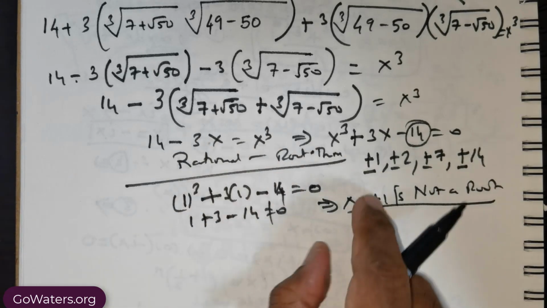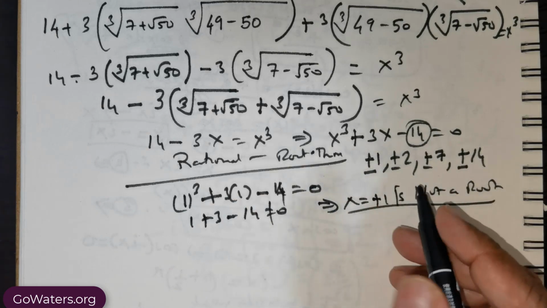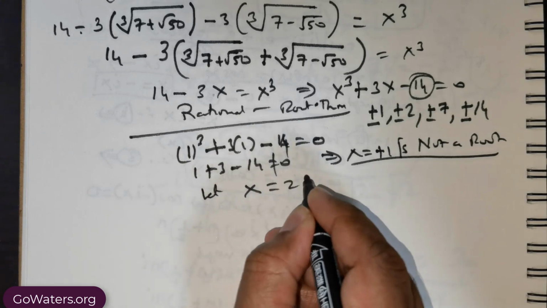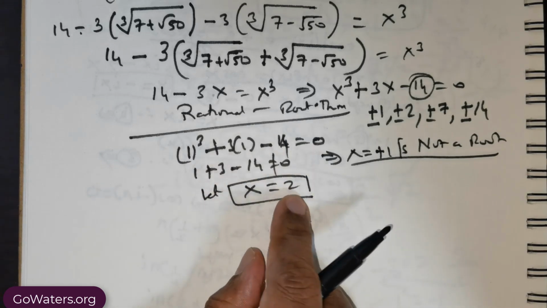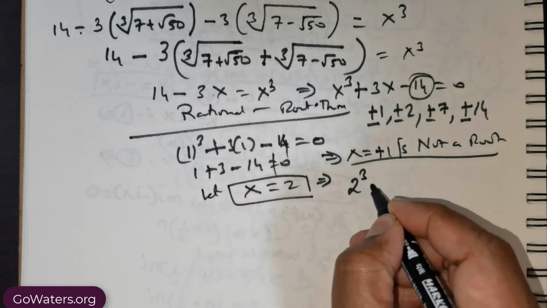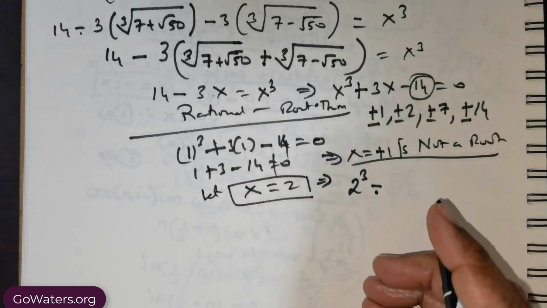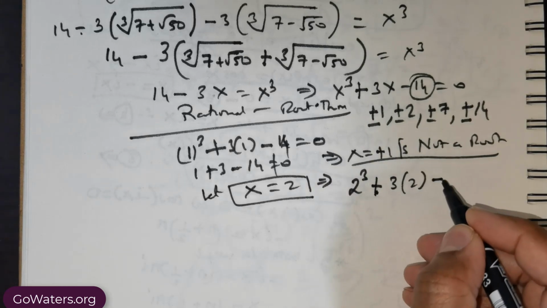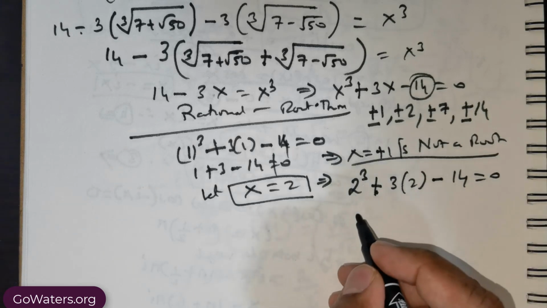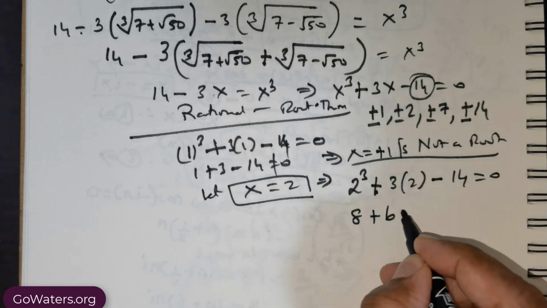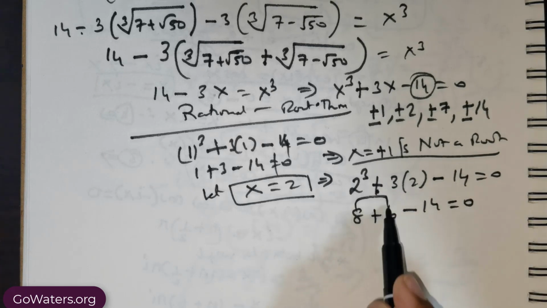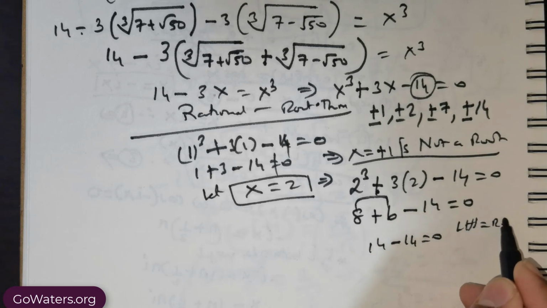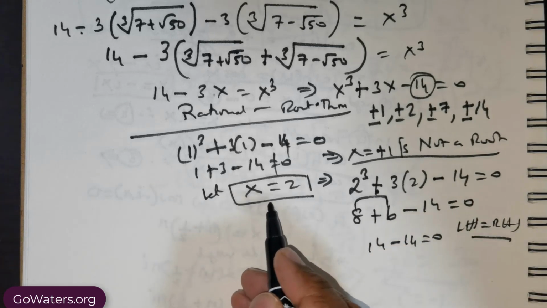So like that you need to exhaust all of these values. Let me just try positive 2. So let x is equal to 2. Let me take x is equal to 2 and substitute it here. So this would mean 2 raised to the power of 3, and this is going to be positive 3 times 2, negative 14. This should be equal to 0. Now 2 raised to the power of 3 is 8. 3 times 2 is 6, followed by negative 14 is equal to 0. 8 added with 6 is 14. 14 negative 14 is equal to 0. So left hand side is equal to right hand side. So clearly the value of x is equal to 2.